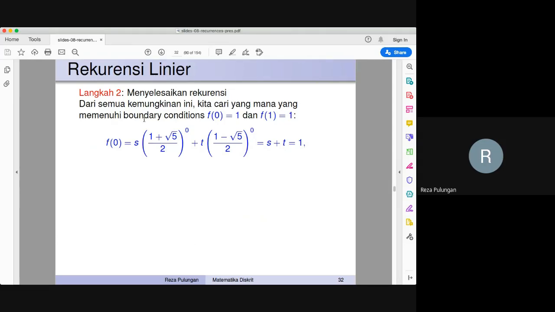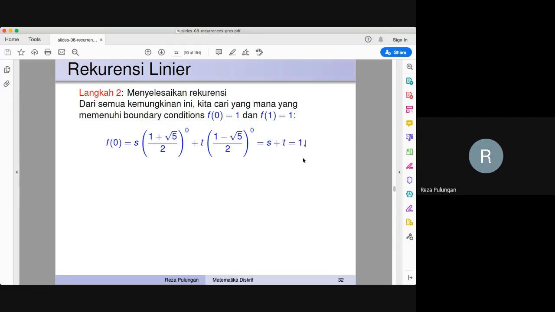Just fix it. F0, that means the power is n. Fn is equal to S multiplied by ((1 plus the square root of 5) divided by 2) to the power of n. So this becomes 0 here, this becomes 0. S multiplied by this one to the power of 0 plus T multiplied by this one to the power of 0. Well, something to the power of 0 is always 1. This is 1, this is 1. So this becomes S plus T is equal to 1. F0 is equal to 1. So you have this one equation.